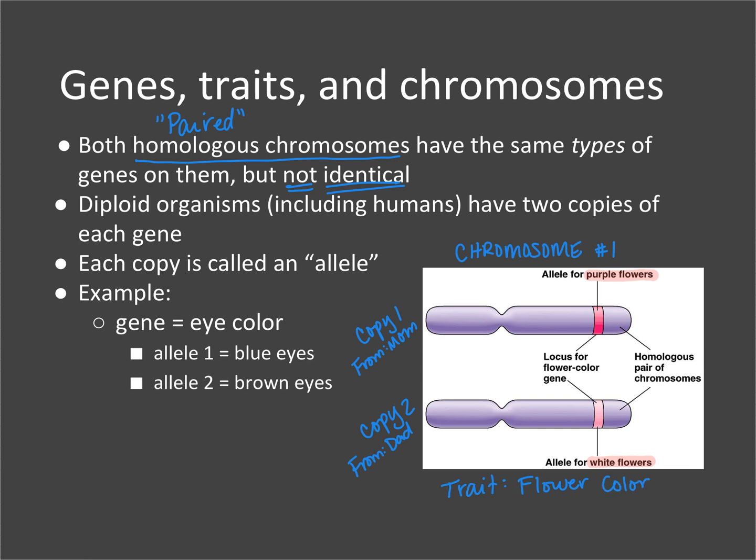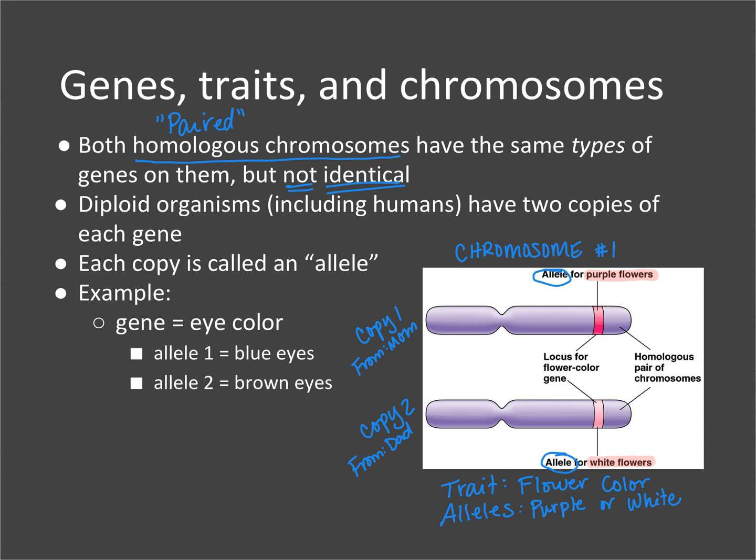But we have 2 different variations of that trait. And those variations are called alleles. Right, so you can see here it says allele for purple flowers and allele for white flowers. So the alleles have to do with, more specifically, what color is that flower. So with the alleles, we have one option of a purple flower, or we could end up with white flowers.